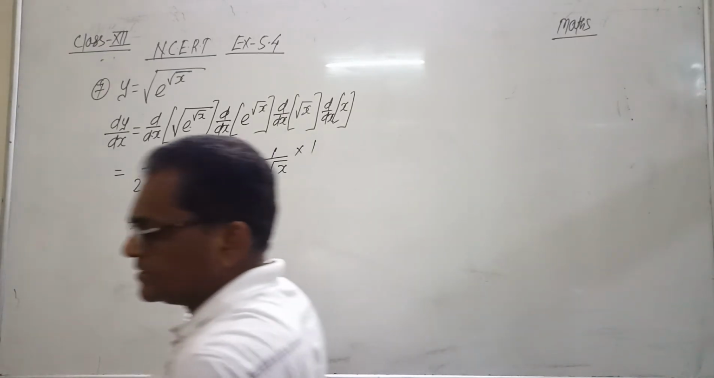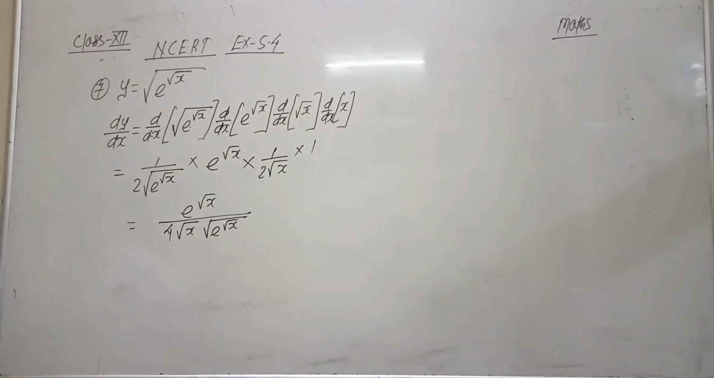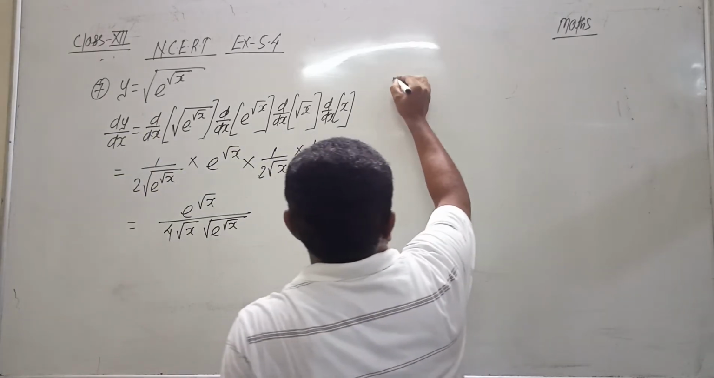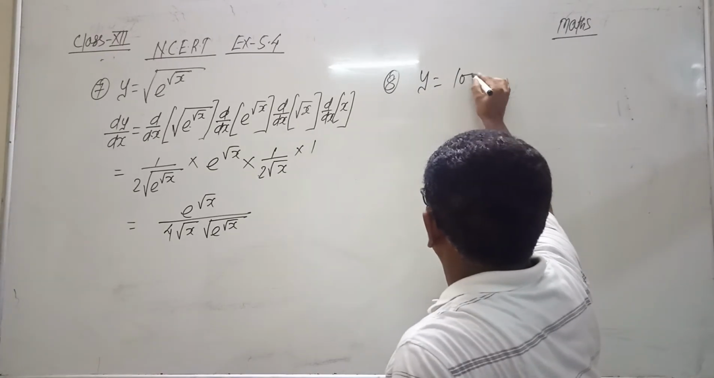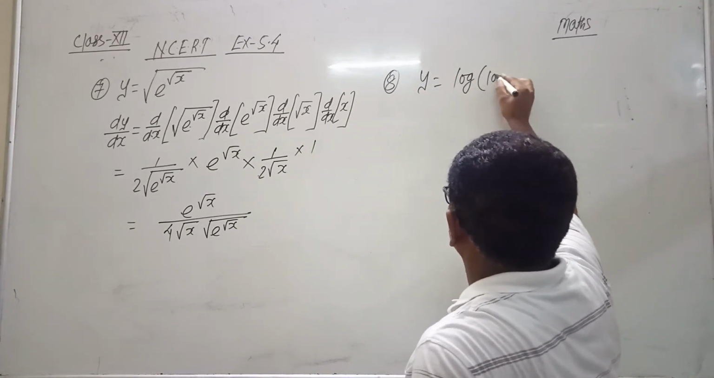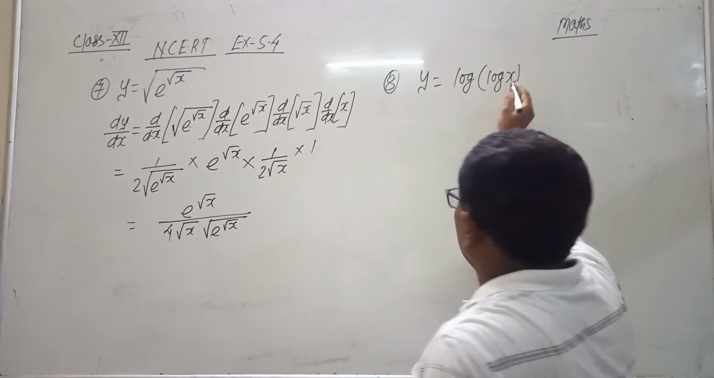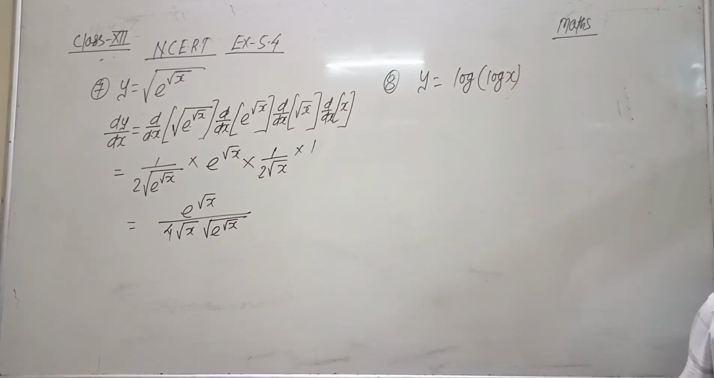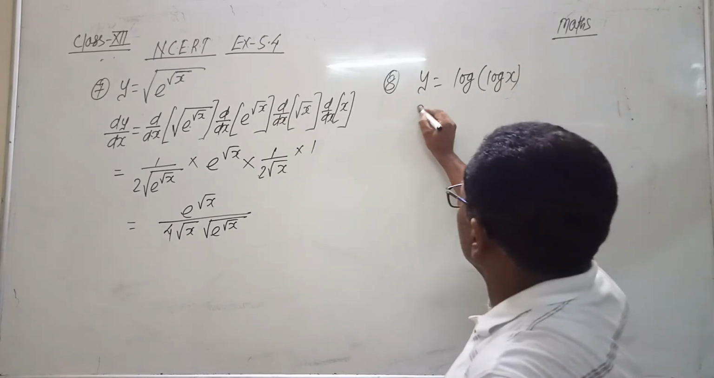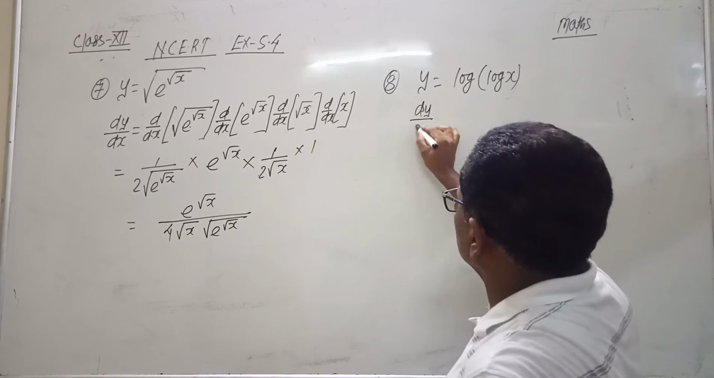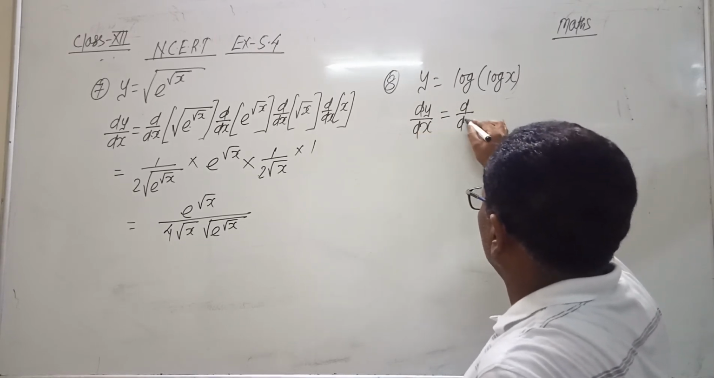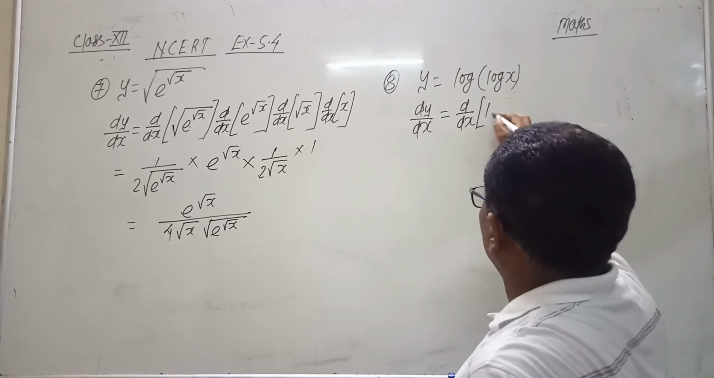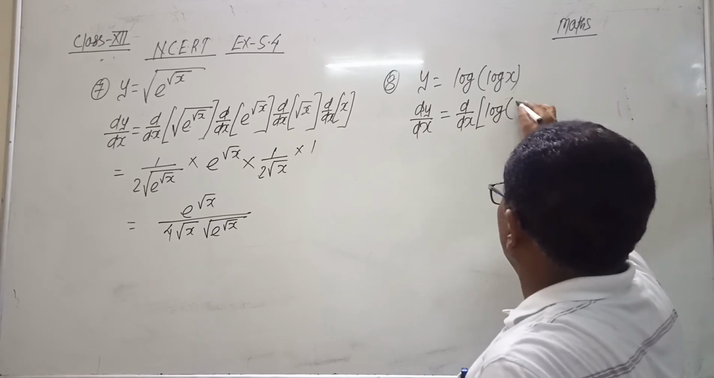The next question, y equals log of log x. At the place of x, there is log x. So dy by dx equals, firstly we will write in differential coefficient form, d by dx of log of log x.